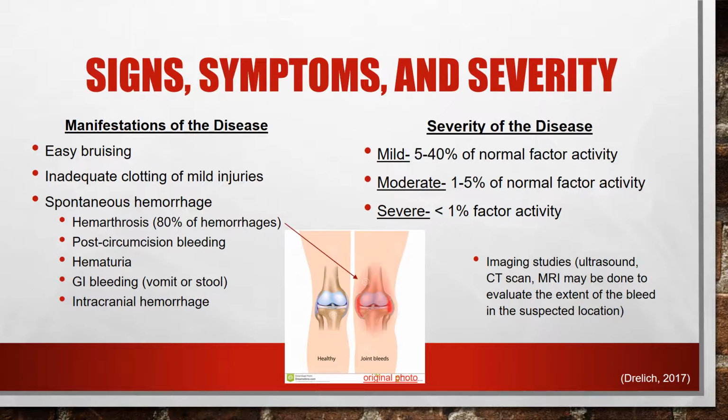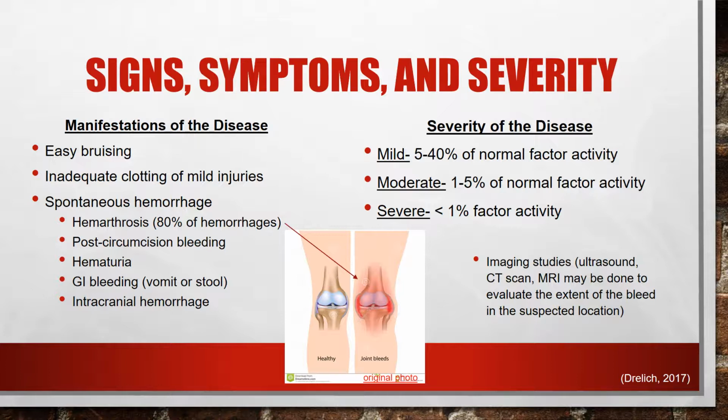Bleeding into muscles is also common, like if you were to have a quadricep or the iliopsoas muscle, just bleeding into that muscle group can cause compartment syndrome, and so that's another complication we have to watch out for.